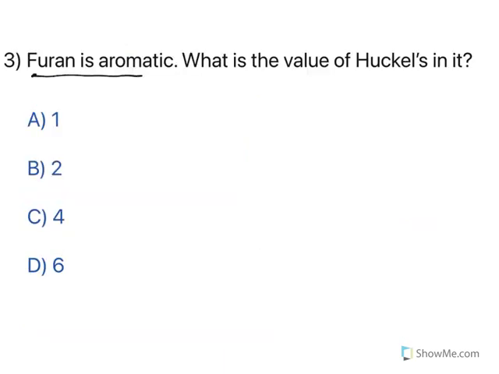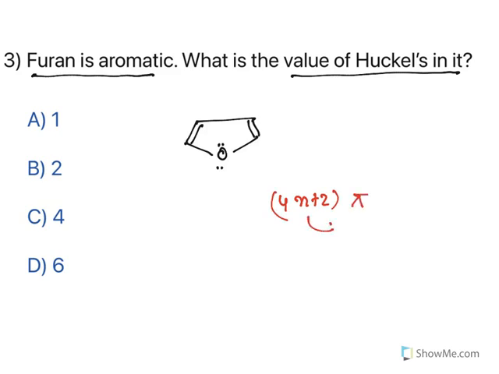Now, furan is aromatic. Furan is a 5-membered oxygen containing heterocyclic ring. Now, it says furan is aromatic. What is the Huckel value in it? I explained just now, Huckel says 4n plus 2 pi electrons. It has to be there. Now, n is what? An integer. Integer means 1, 2, 3, 4 like this. So, according to this, it should have 6 pi electrons.